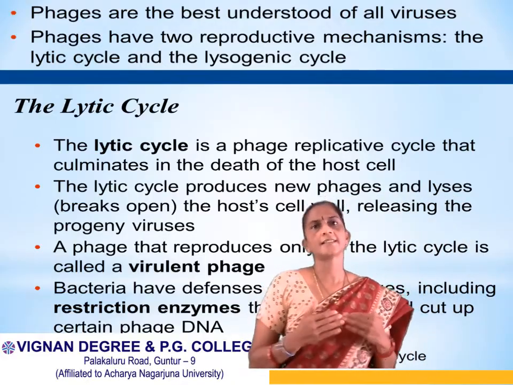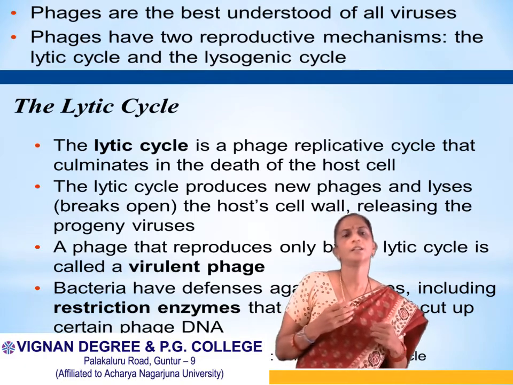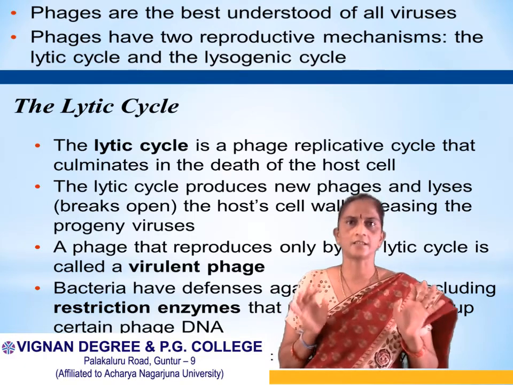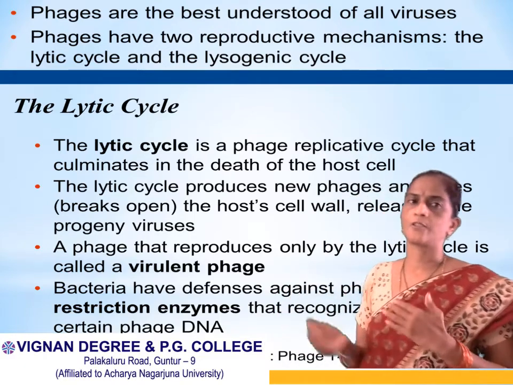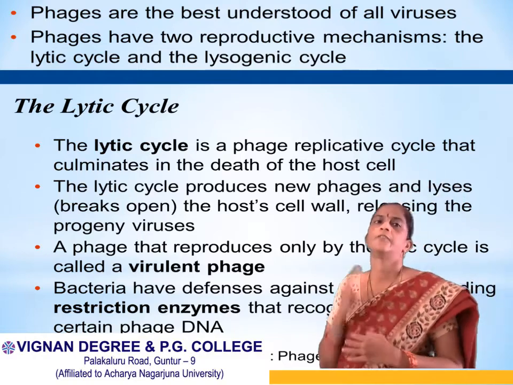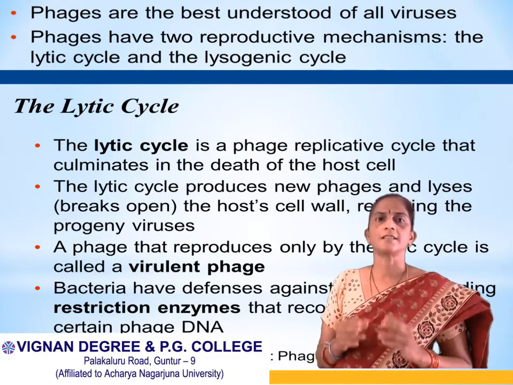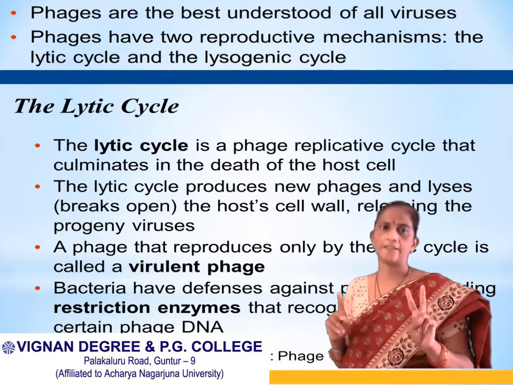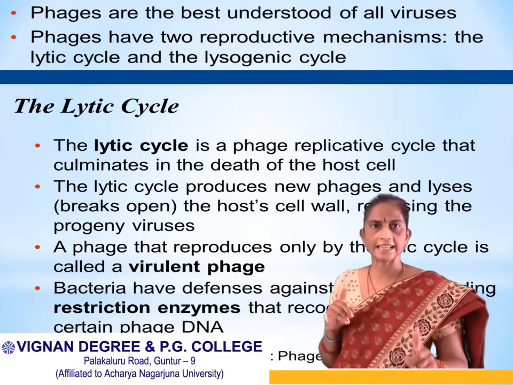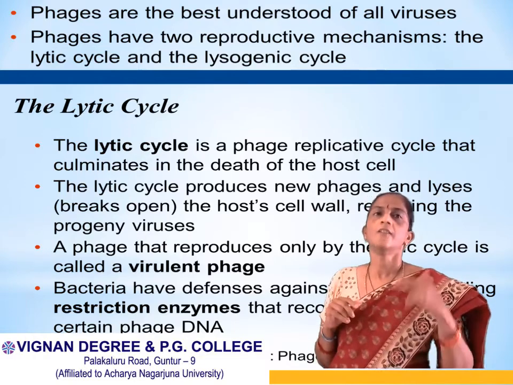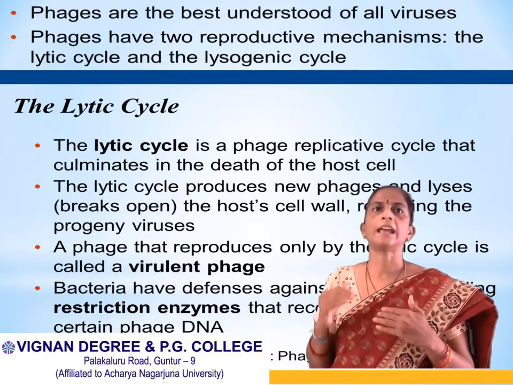Next, coming to the life cycle. Life cycle phases are the best understood in all the viruses. To know about the viruses, we have to study these phases. Like other viruses, the bacteriophage also undergoes two types of life cycles: one is the lytic cycle and the other is the lysogenic cycle. First of all, we will discuss the lytic cycle.